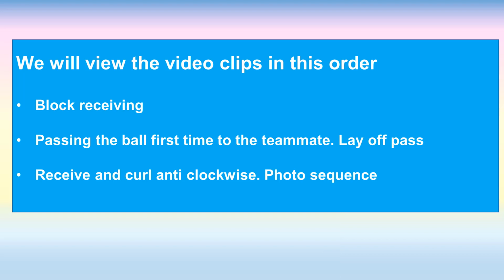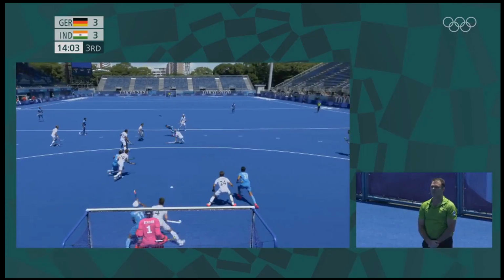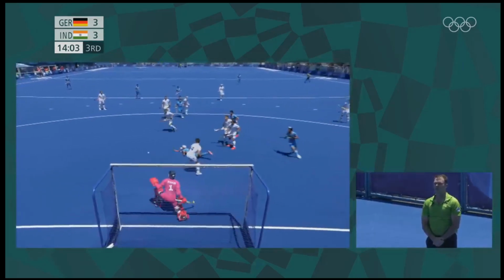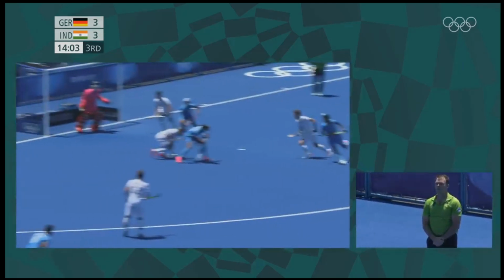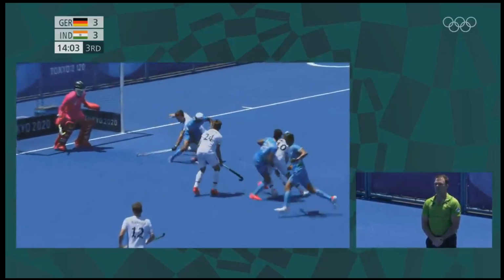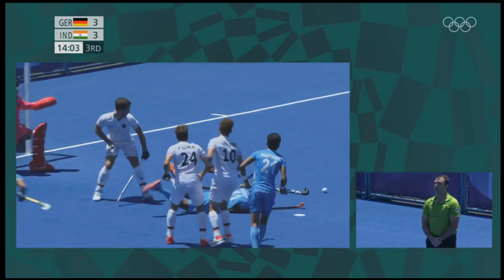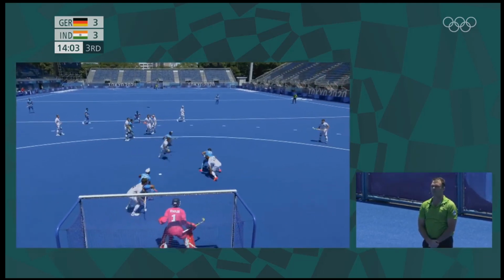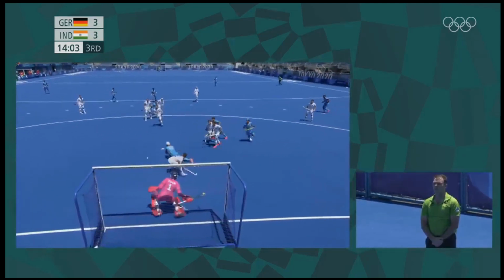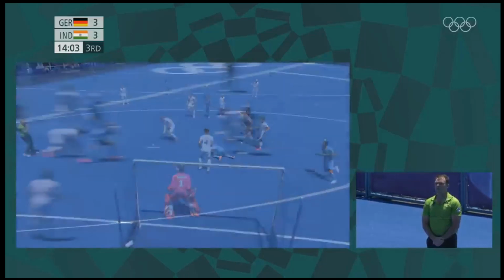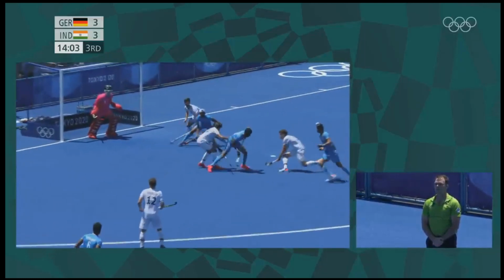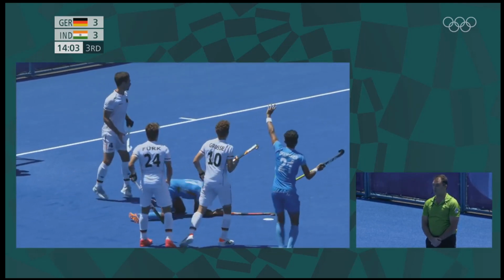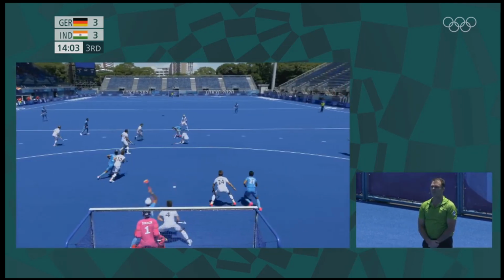During the early part of the third period, the score was 3-3, and here's a game situation where India's Shamsher Singh and Mandeep Singh do the block receiving exactly the way we talked. Yes, they got a penalty stroke, and it was a turning point of the game, as after that it became 4-3 and 5-3, which put Germany in a very tough situation.